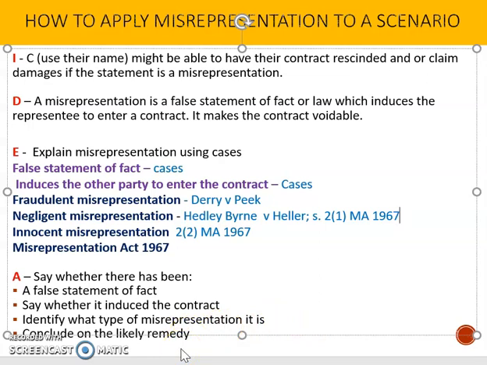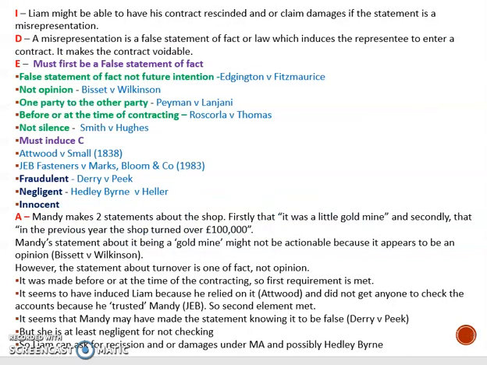So if it was fraudulent or negligent, remember, they get rescission and damages. If it was innocent, they can have rescission or damages. They can't have both. So on my next slide, I've done a bullet point mark scheme for this Liam and the cupcake scenario. It is a bit small, so you might want to pause the video here so that you can have a good read of it. As always, it's quite listy, just to show you the content that should be in there. You are going to write in full sentences, explaining all your cases, all your rules, giving your definitions fully.